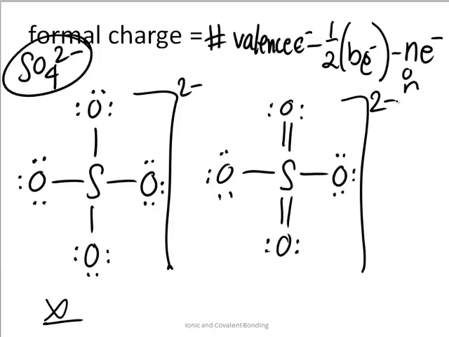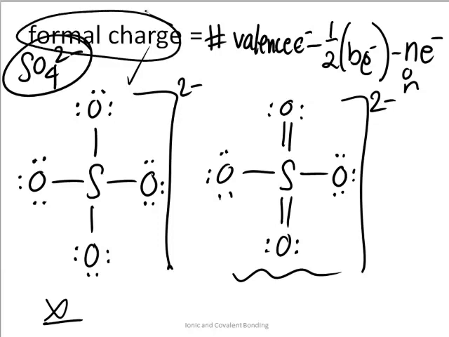Now, how would we know if this expanded octet is more stable than this one that achieves the octet rule? That, of course, is by calculating the formal charge. If you calculate the formal charge for each of these elements, the most stable prediction will be the species with the lowest formal charge. So let's calculate the formal charge on this oxygen. Each oxygen atom has 6 valence electrons. We're going to subtract 1/2 the bonding electrons. We can see that it has 2 bonding electrons, so 1/2 times 2 is 1.